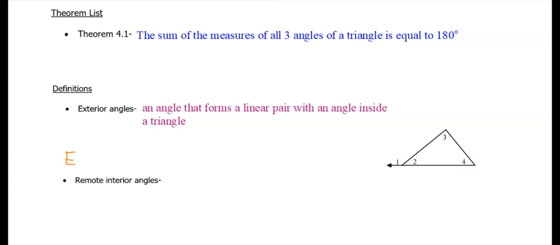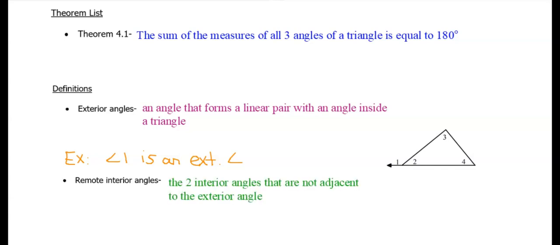So for this, we have an example. I'm going to say angle 1 is an exterior angle. So that would leave angles 2, 3, and 4 as all being interior angles. Remote interior angles are going to be the two interior angles that are not adjacent to the exterior angle.